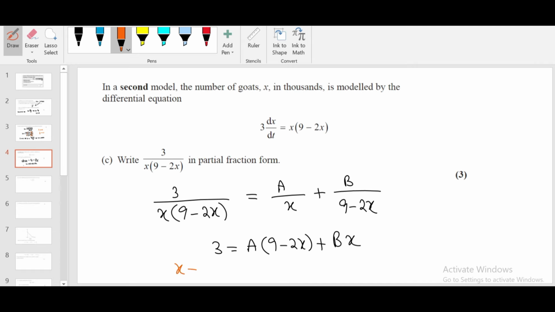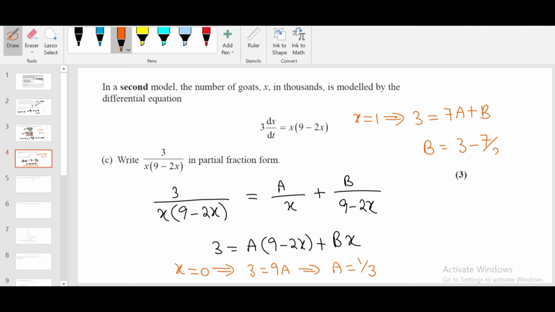You'll get 3 is equal to A times (9 minus 2X) plus B times X. When you replace X by 0 on both sides, this becomes 0, this becomes 0. 9A is equal to 3, so A is equal to 1 over 3. And then you can sub in some other value for X to find B. I'm going to replace X by 1 now. So I will get 3 is equal to 7A plus B. So B is equal to 3 minus 7A, which is (9 minus 7) over 3, so 2 over 3.